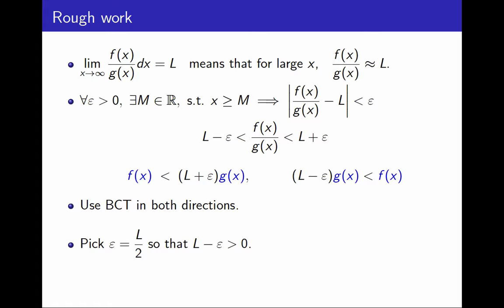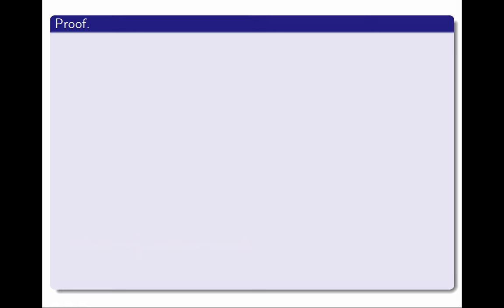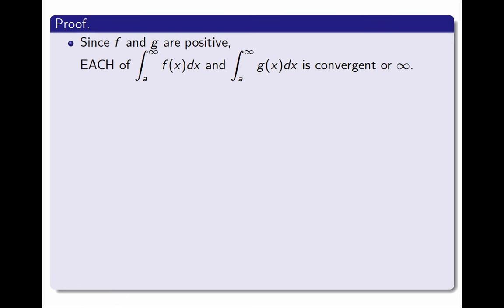So let's write it down. I begin by saying that since f and g are positive, we know that each one of the two improper integrals is separately guaranteed to be either convergent or infinity. Now, I just need to prove that one is convergent if and only if the other is convergent.